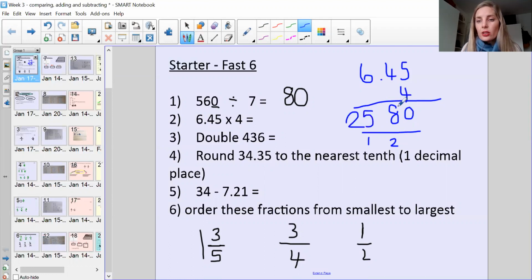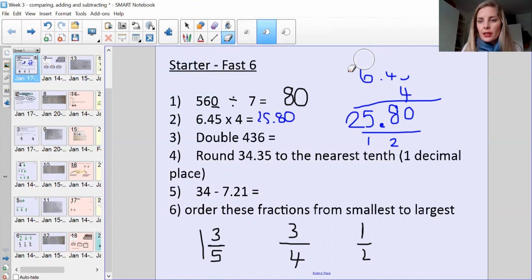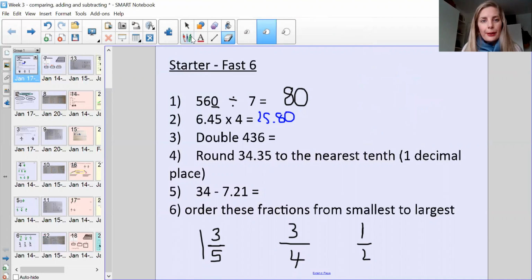And now what I must not forget to do in my answer is make sure that I have that decimal point. Now there are 2 digits after the decimal, so I'm going to make sure that there are 2 digits after the decimal and I'm going to put it in my answer, making sure that it is very clearly written. Right, so this answer is going to be 25.80. If you wrote just 25.8, that is also correct, but 25.80 is also fine.